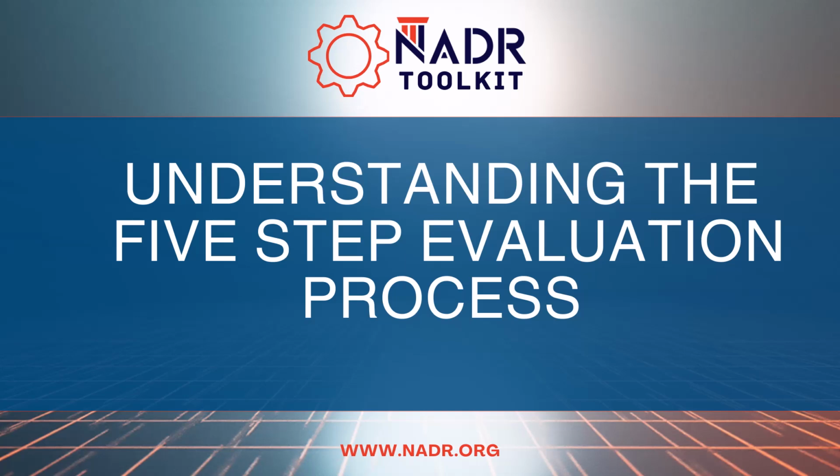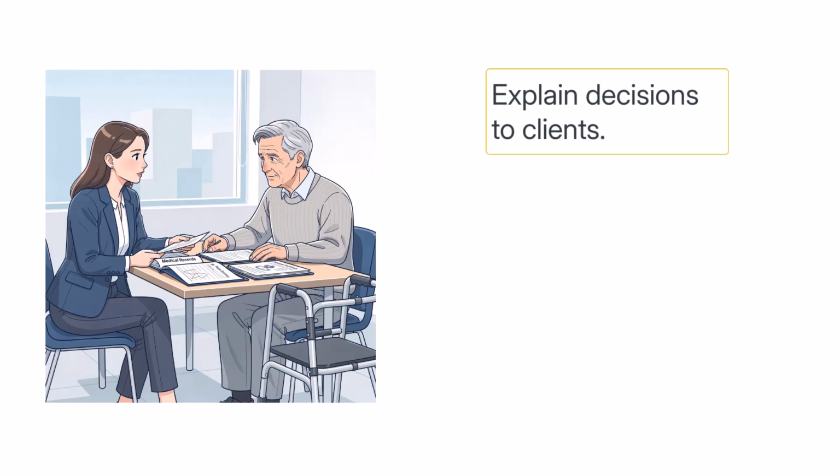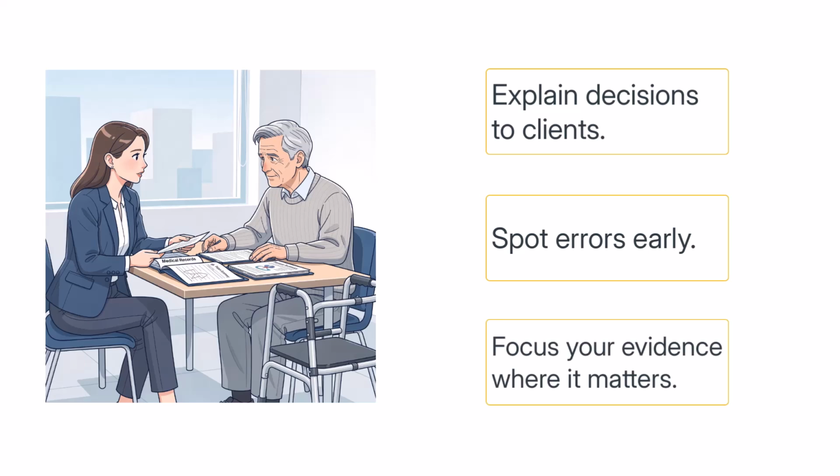If you've ever wondered how Social Security actually decides disability cases, everything comes back to one framework, the five-step sequential evaluation process. Understanding these five steps helps you explain decisions to clients, spot errors early, and focus your evidence where it actually matters instead of chasing issues that won't move the case forward.